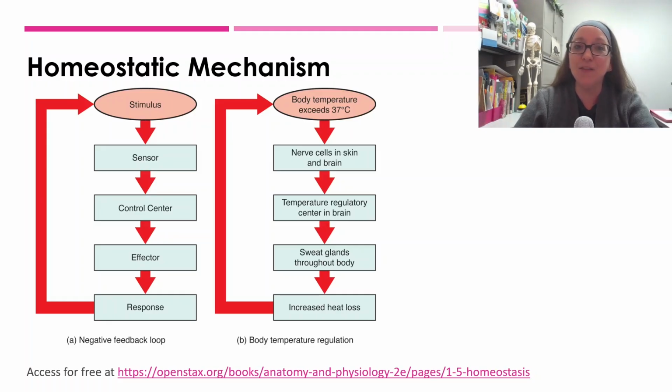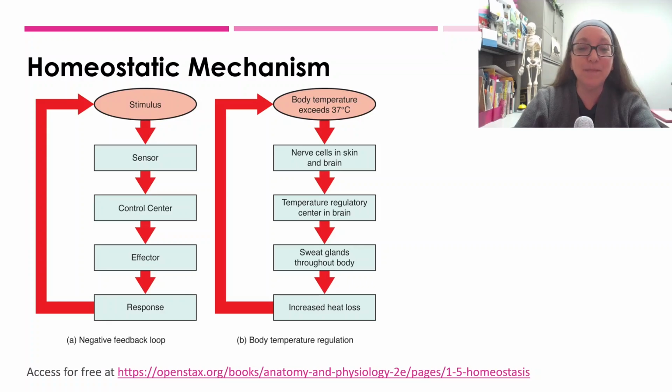In this example on the right, the body is too hot. Our temperature is above 37 degrees Celsius. This information is measured by sensors, also called receptors. These are usually connected to nerves that can then transmit the information to the brain. So here, nerve cells in our skin can measure that extreme temperature.